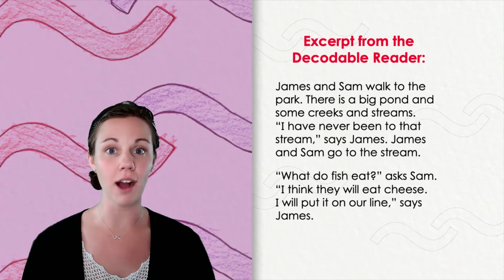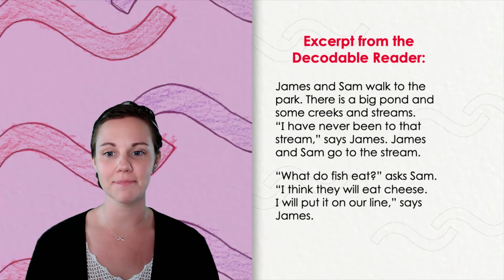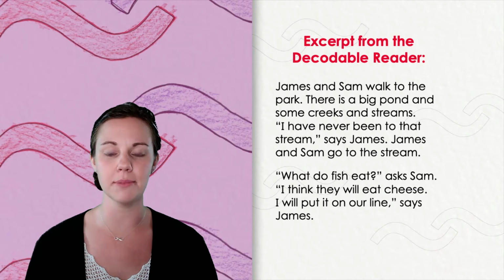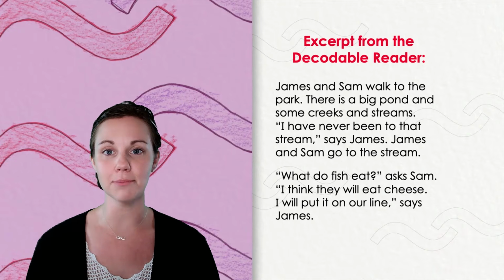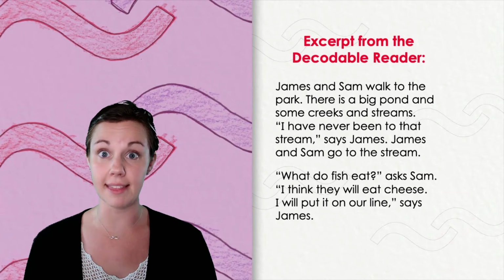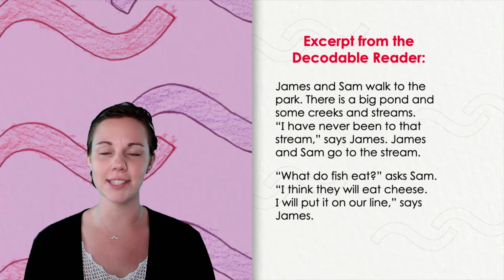James and Sam walk to the park. There is a big pond and some creeks and streams. I have never been to that stream, says James. James and Sam go to the stream. What do fish eat? Asks Sam. I think they will eat cheese. I will put it on our line, says James.